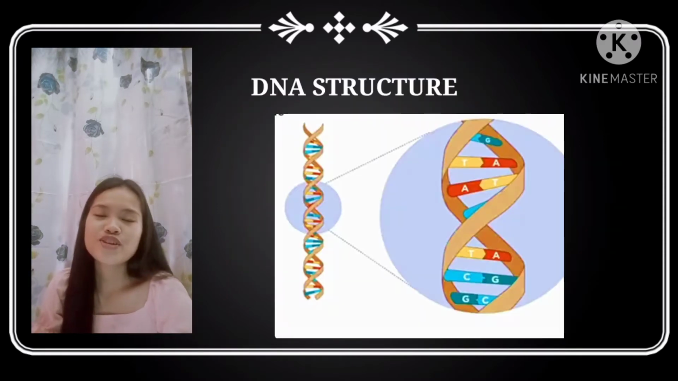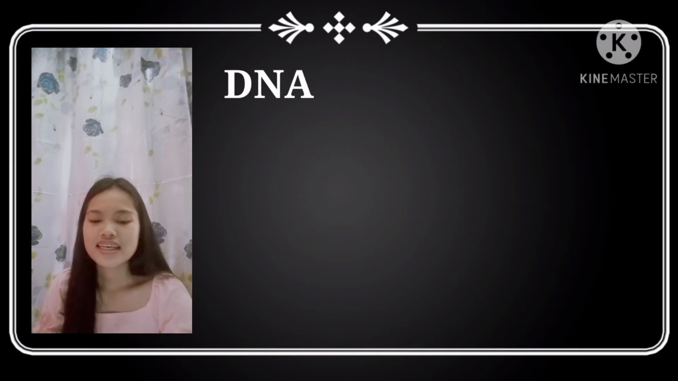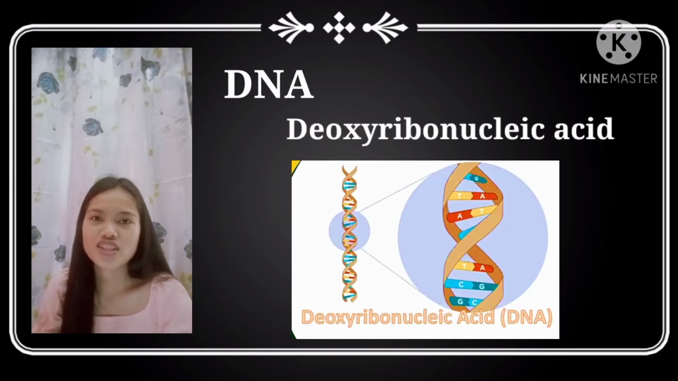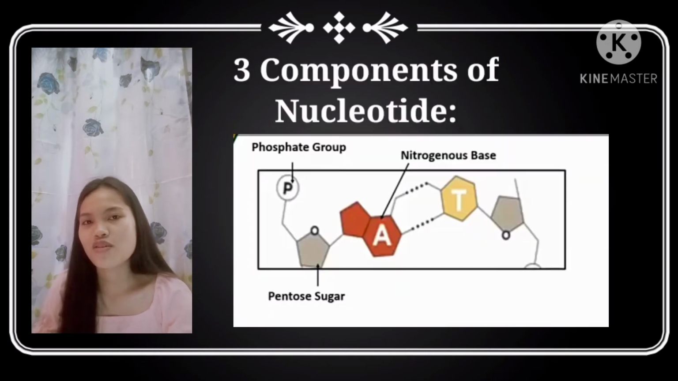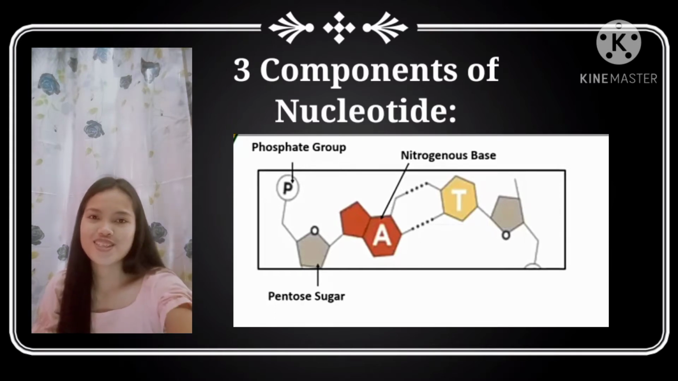We will go first with DNA structure. DNA stands for deoxyribonucleic acid. It is mainly composed of three components, which are the phosphate group, pentose sugar, and the nitrogenous bases.